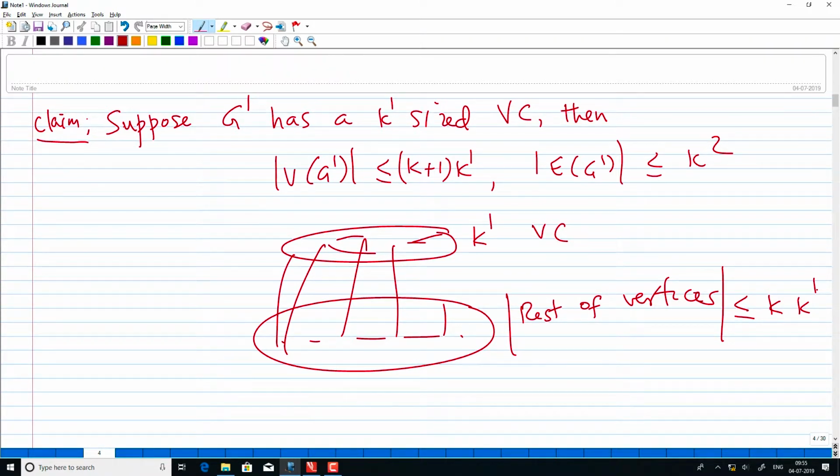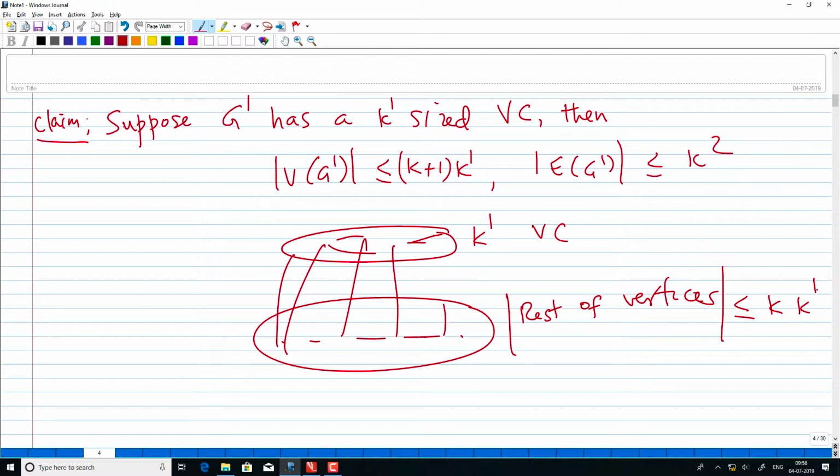So suppose I have a k prime sized vertex cover, and let's say this is the vertex cover. Then the remaining graph is edgeless. There are no edges here. No isolated vertices here. But we also know that every vertex in the whole graph has degree bounded by k. So a vertex here may have some k neighbors here, another vertex may have at most k neighbors here. So overall, you cannot have more than k prime times k vertices here, because otherwise they will be isolated and we have deleted isolated vertices, okay?